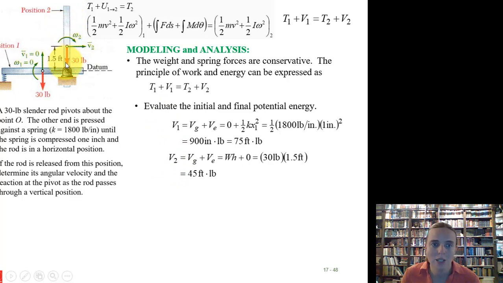So state 2, this is where it's standing straight up on end. So the center of mass is not at the ground anymore. It is 1.5 feet in the air. So here's our gravitational force, mg. So we use the whole weight, 30 pounds of it. And then our height is 1.5 feet. And in this case, there's no springs. That piece of the problem is done. So we're left with just our mgh.